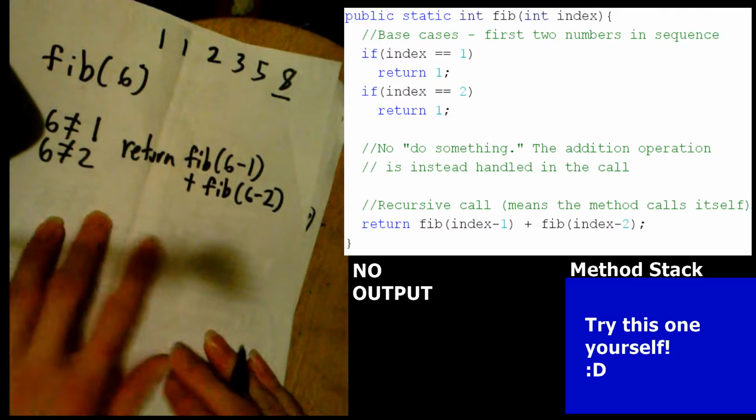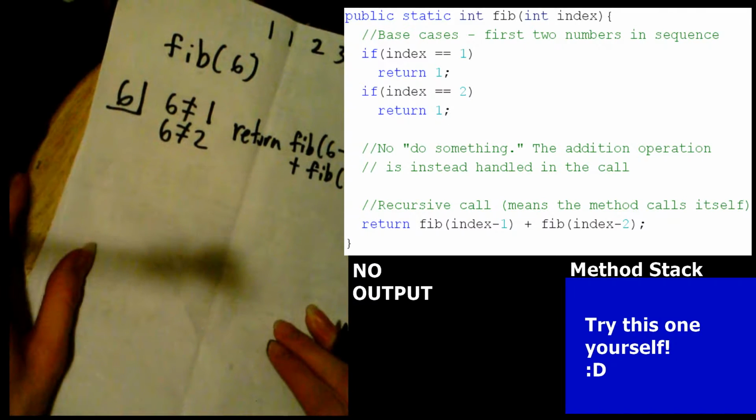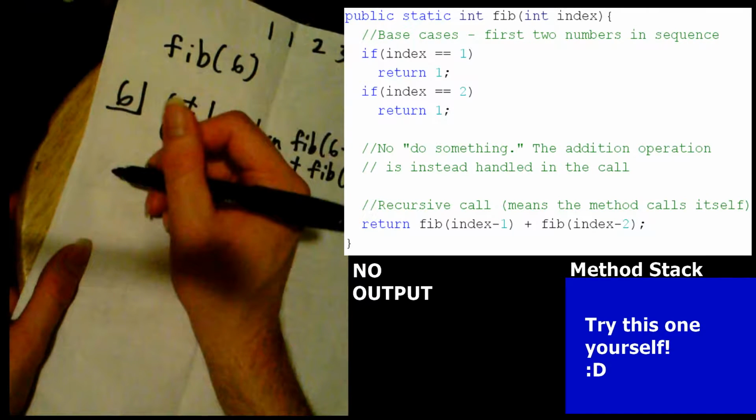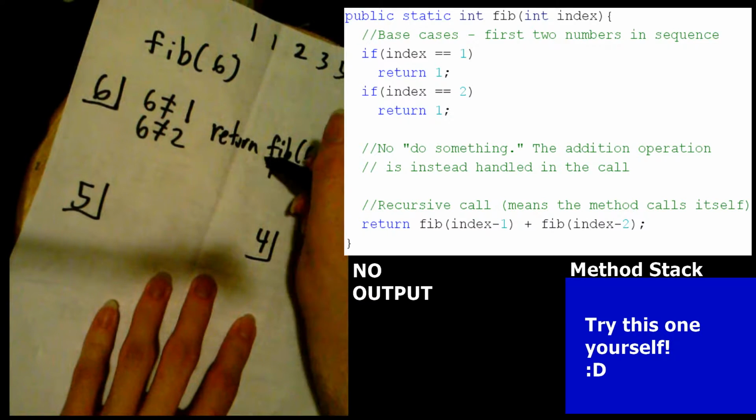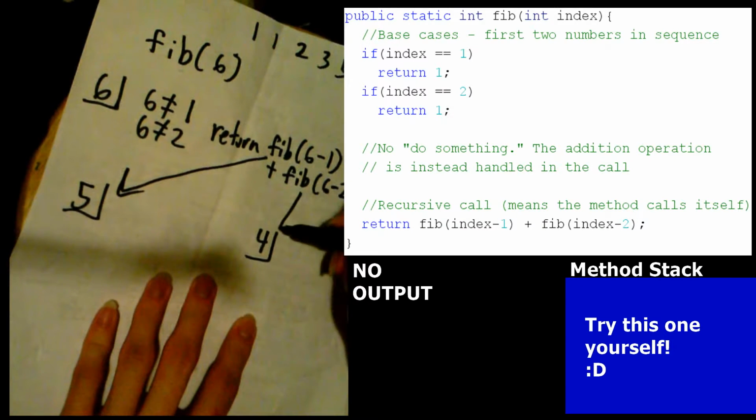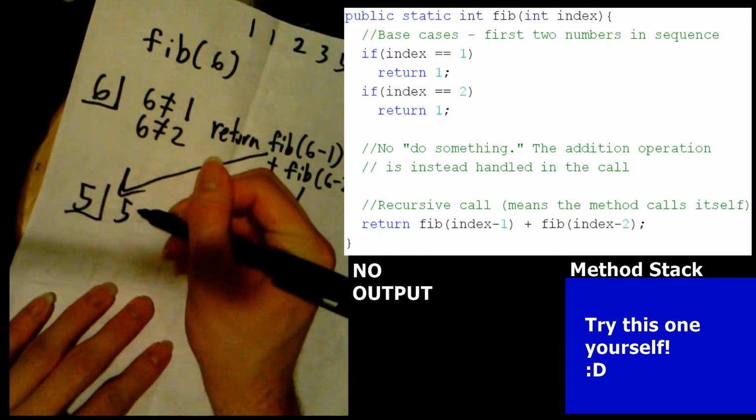Now this is because we're summing, adding up, the previous two numbers. So we're going to now do two different calls, one for 5 and one for 4, because notice we have two different method calls happening here. One where we're looking for 5, another one we're looking for 4.